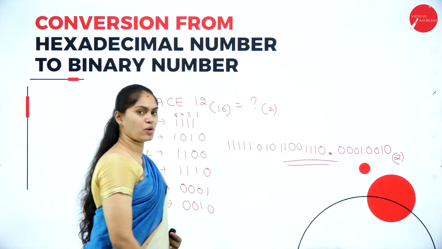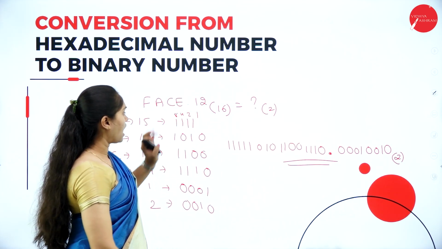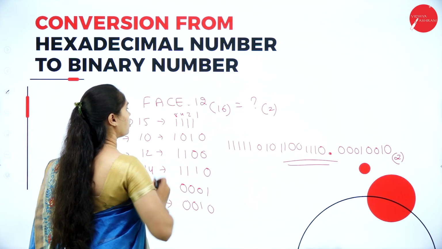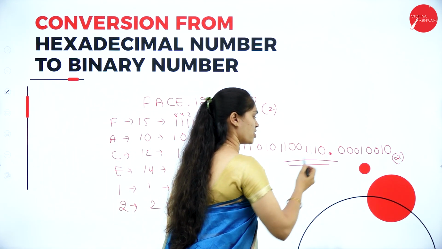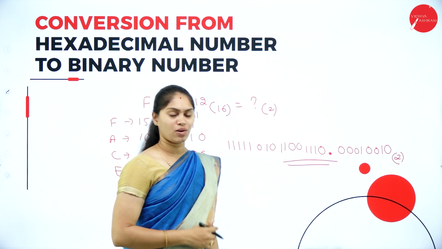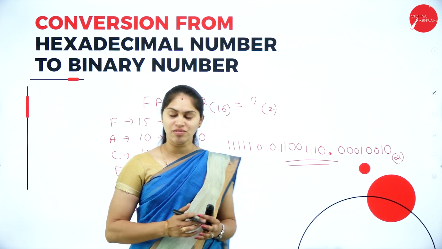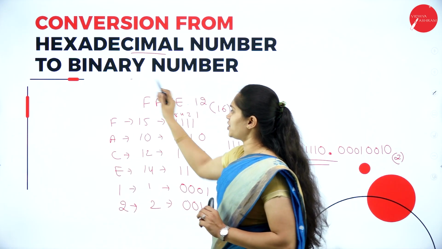Very, very important. If we have a hexadecimal point, while writing the equivalent binary number you also have to mention the binary point. So this is how we are going to convert from hexadecimal to binary.